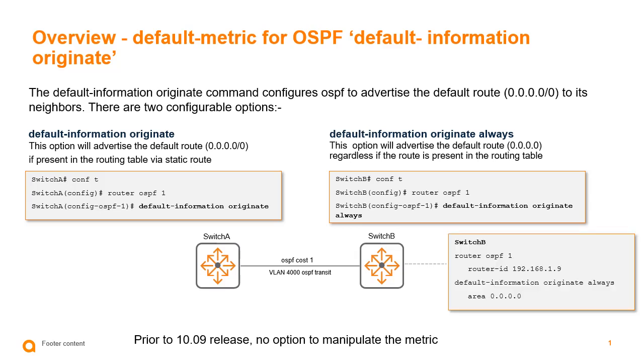On switch B, we've got a configuration under router OSPF 1, and we put in default information originate always. What that means is that the route is going to be advertised out to its neighbors, and it's now taking on the cost of the path between switch A and switch B, and that shows up as a cost of 1. Now, prior to 10.09, we had no option to manipulate this metric if we wanted to change it, but now in 10.09 we can.